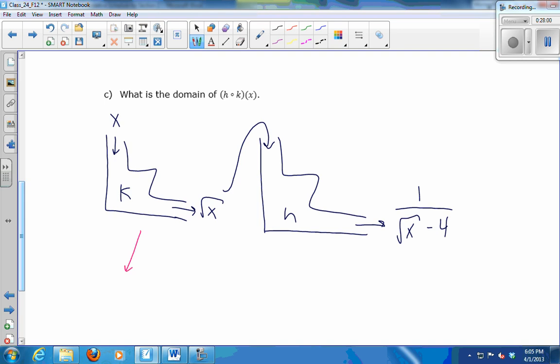Does K have any restrictions on the values of X that I can put into that machine? You can't square root a negative, so I can only put in 0 to infinity. I can only put in positive numbers or 0. Now, what about the H machine? Do I have to worry about any values going into the H machine?